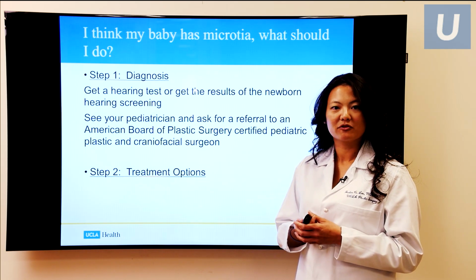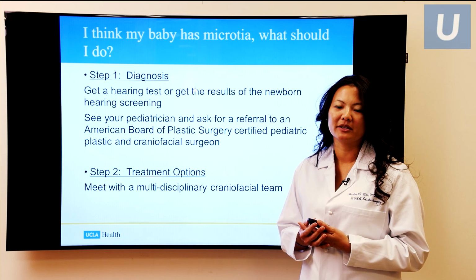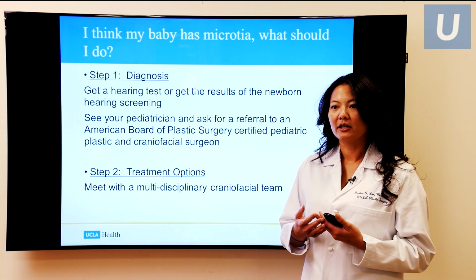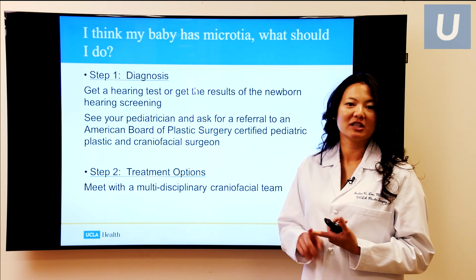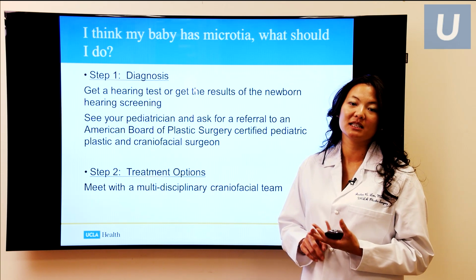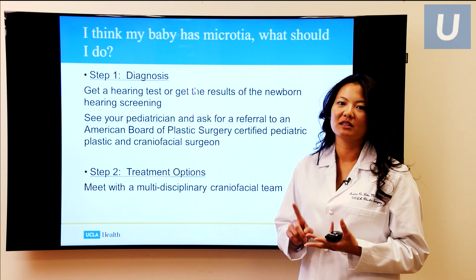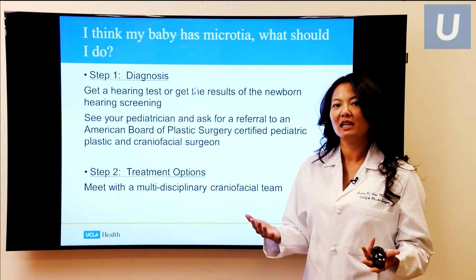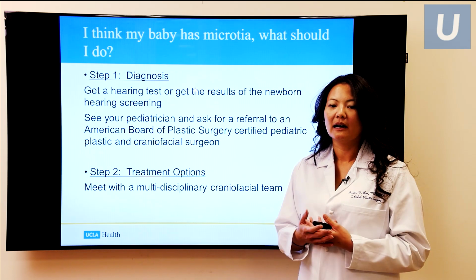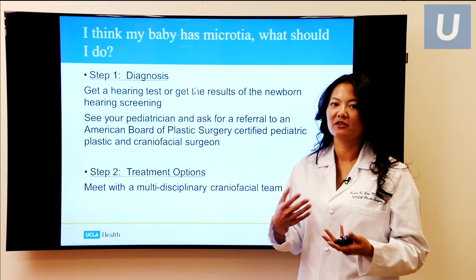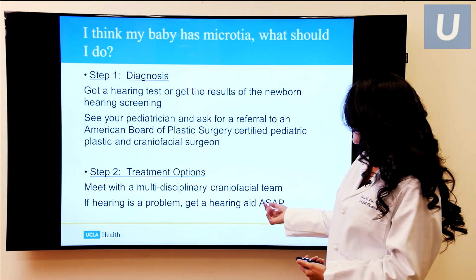Next, you can talk to your plastic surgeon about treatment options. When a kid has microtia, I always recommend that they be seen by a multidisciplinary craniofacial team. A craniofacial team usually exists in many of the large academic centers like UCLA, and it includes people like me, a craniofacial surgeon, a geneticist, a pediatrician, an otolaryngologist, a speech and swallow pathologist, an audiologist, a pediatric ophthalmologist, pediatric dentistry, pediatric orthodontics, and social work. So there's a huge team of specialists that will see your child and give you a combined recommendation on what your child needs. And this is really important when we're talking about craniofacial anomalies that go beyond just external ear shape issues. Okay? And if hearing is a problem, definitely get a hearing aid ASAP.